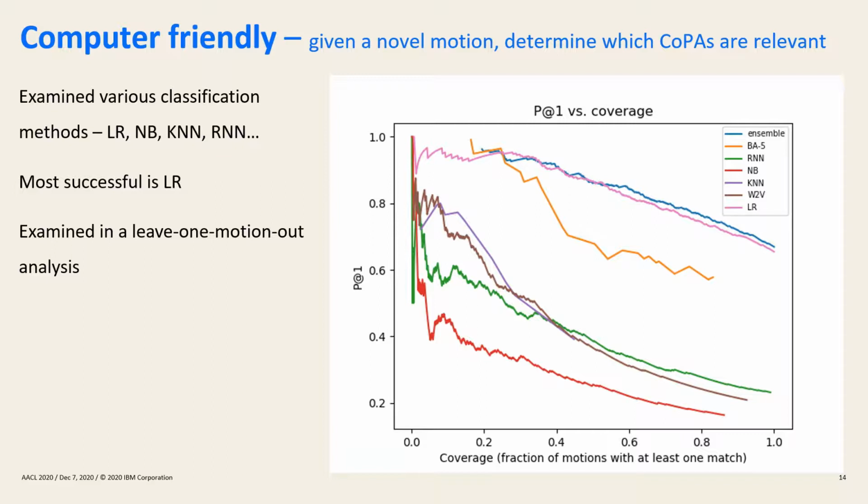Finally, our last modeling goal was that the modeling would be computer friendly, in the sense that computers can actually match motions to COPAs. We tried various classifiers and also an ensemble of them. Our greatest success was logistic regression, but maybe more modern methods today can achieve even better results. We examined the performance in a leave-one-motion-out analysis, and you can see the results in the graph on the right. For example, with logistic regression, for a coverage of 0.5, that is, for half the motions, the logistic regression classifier suggests at least one class. The precision is 0.86. The precision at 1 is the probability that the top class is indeed the correct one.